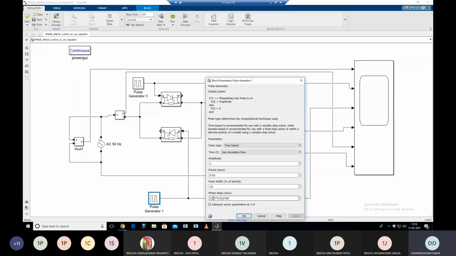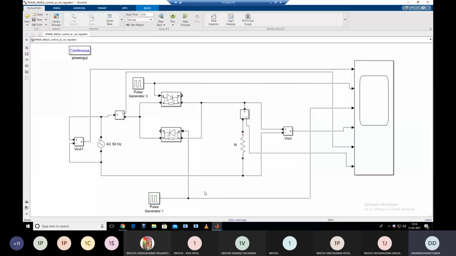So 225 multiplied by 20 millisecond divided by 360. Clear? So this is the main logic you have to use in this simulation, in this practical. It is a very easy simulation. Just connect your supply with the load by using these two anti-parallel thyristors and put the values in the pulse generator. Clear?